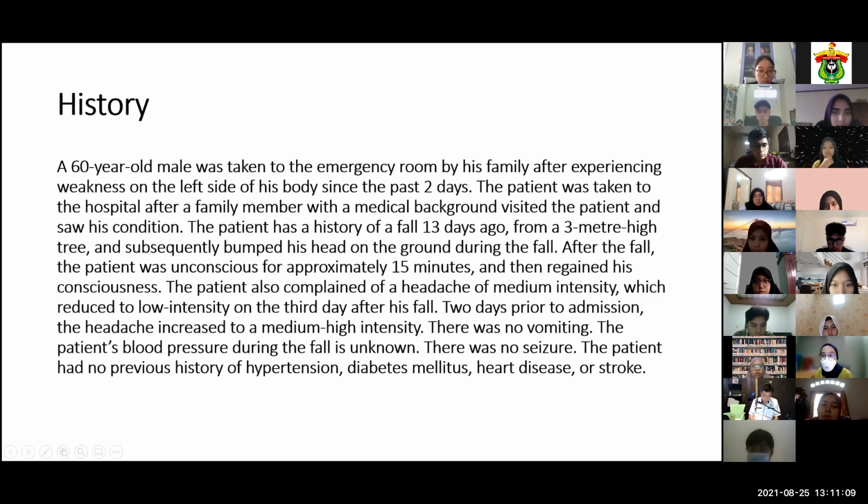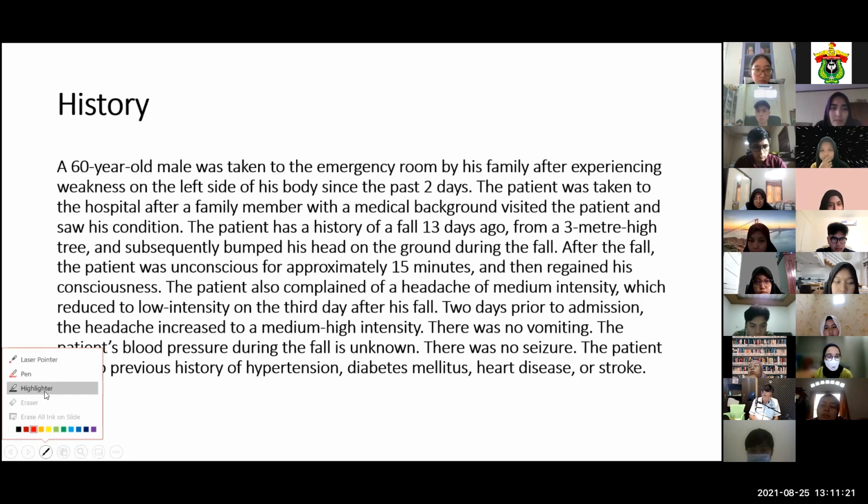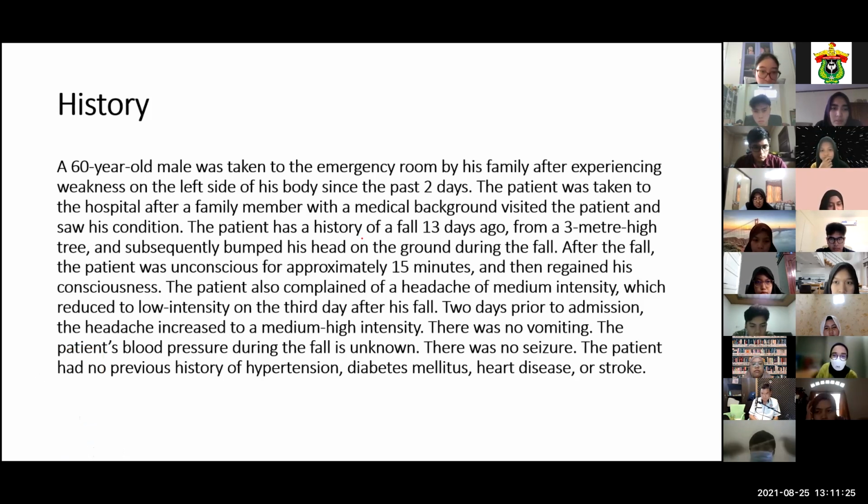Maybe I'll start with Megan, who is the head of the class today. Megan, what do you think is a couple of keywords that you can highlight from the history of this patient? The patient had a history of a fall 13 days ago from a 3 meters high tree. Okay, so you've highlighted the fall, and it's from a pretty high tree, a 3-meter high tree. Maybe he was picking some mangoes, I don't know. And what else can you highlight, Megan?